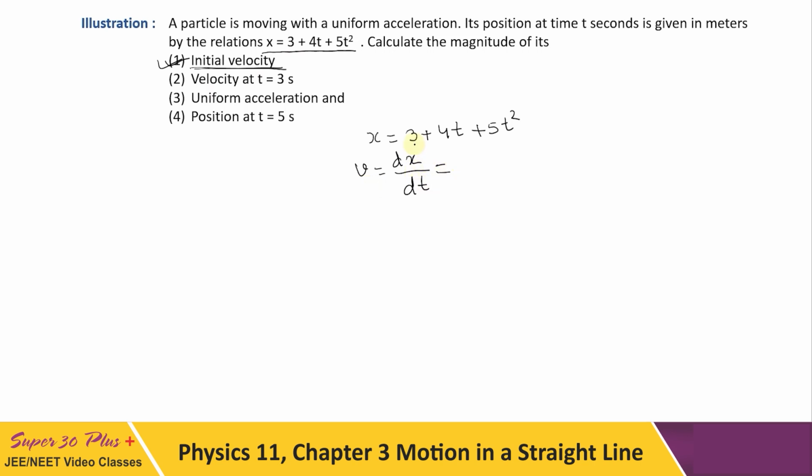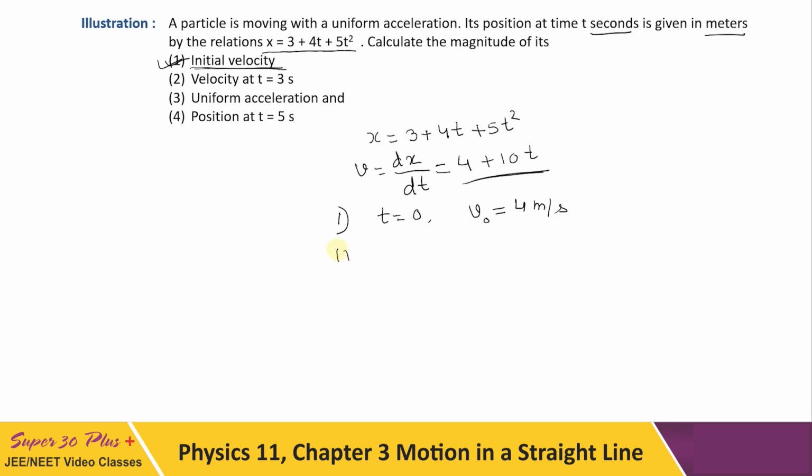What would it be? This 3 is a constant, so differentiation will be 0. This is 4 plus 10t. This is a general term for velocity, but it is asking for initial velocity. So for initial velocity, t has to be 0. If t is 0, velocity at t equal to 0 will be, substitute value of 0 here, so you will get 4 meter per second. It is given here that time is in second and distance in meter. So velocity, initial velocity or velocity at 0 time is 4 meter per second.